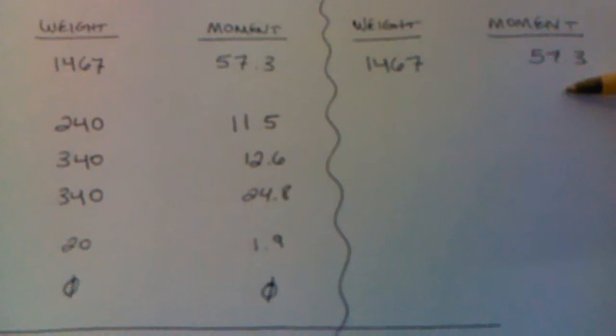Hopefully you wrote that one down earlier just so that you can follow along. But here it is again. So back over here, our weight is still 1467 and our moment is still 57.3. That's the easy part. Now we burned 60 pounds of fuel, so now we're down to 180.